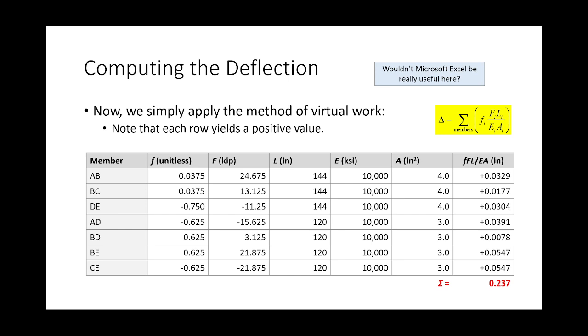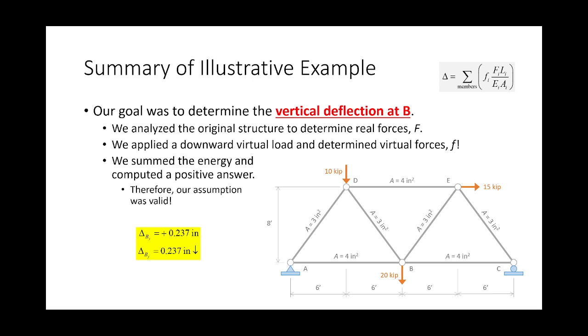If I assume a downward deflection and I get a positive value at the end of the day, what that means is I assumed correctly. So go back to the problem statement at the beginning. My goal was to determine the vertical deflection at B.